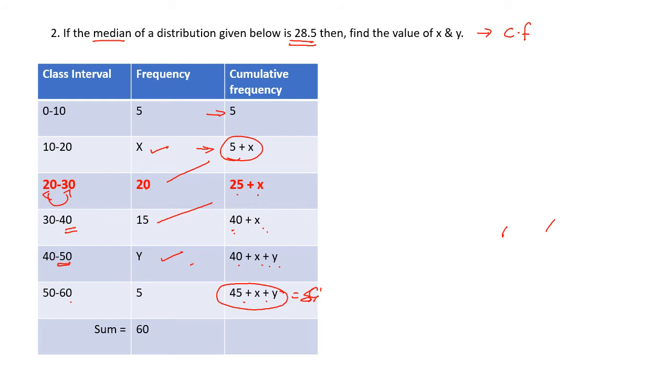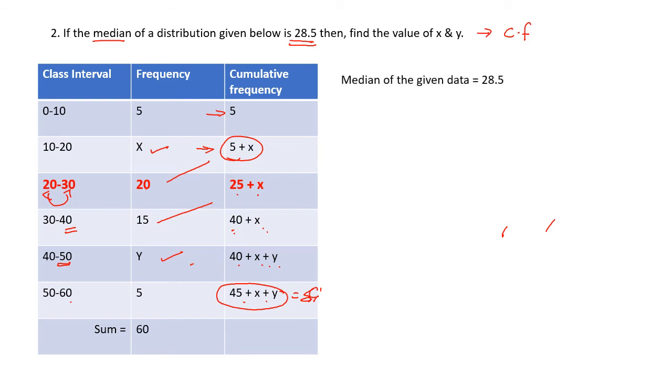So let's find the cumulative frequency. Here less than 10 it is 5. Less than 20 it is 5 plus x. Less than 30, the upper limit 30, it is 20 plus 5 plus x, that is 25 plus x. Less than 40, it is 15 plus 25 plus x, that is 40 plus x. Less than 50, it is 40 plus x plus y. Less than 60, it is 40 plus x plus y plus 5, that is 45 plus x plus y. This 45 plus x plus y is nothing but summation fi.